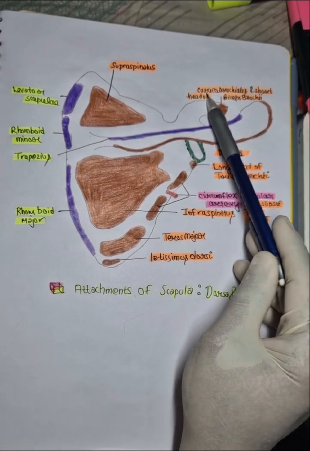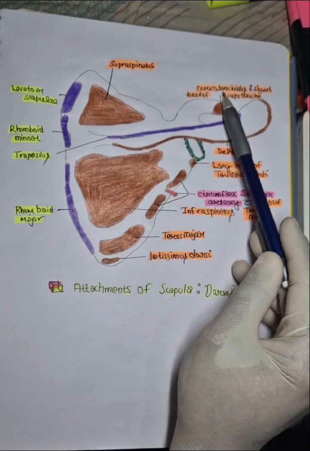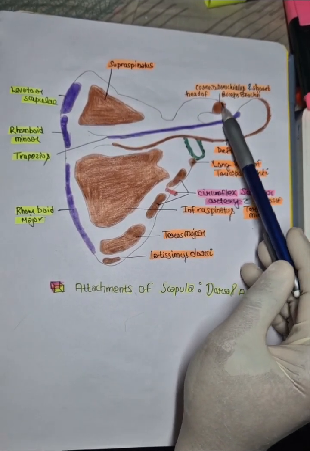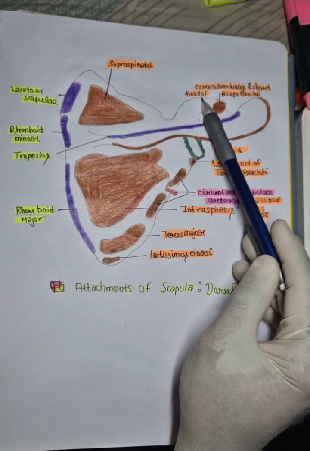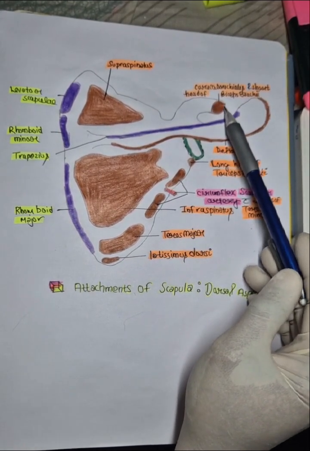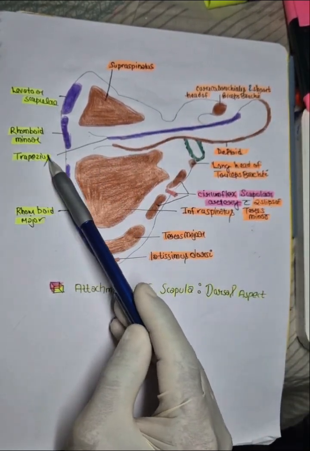Now this is the coracobrachialis and short head of biceps brachii. Coracobrachialis originates from the medial part of the tip of the coracoid process, and short head of biceps brachii originates from the lateral part of the tip of the coracoid process. Now we came to this trapezius muscle.